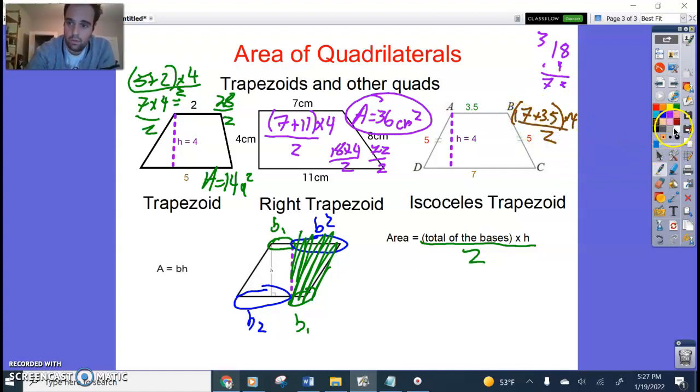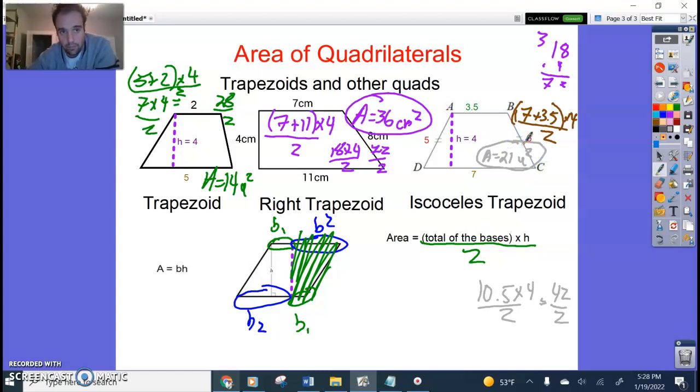So, I'll work on the blue here. Just work down here. That'll be 10.5 times 4 divided by 2. 10.5 times 4 should be 42. Divided by 2 should give us an area of 21 square units. Okay, so that's how you find the area of trapezoids.